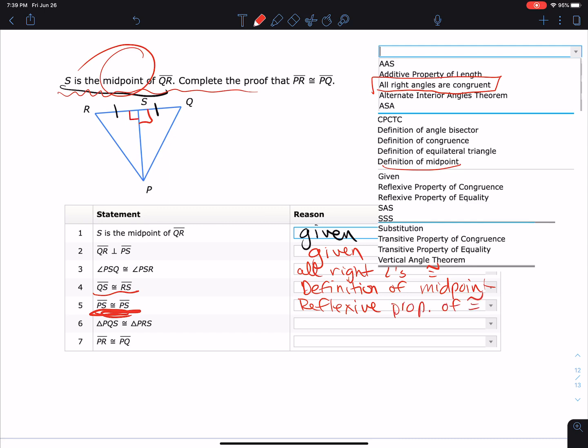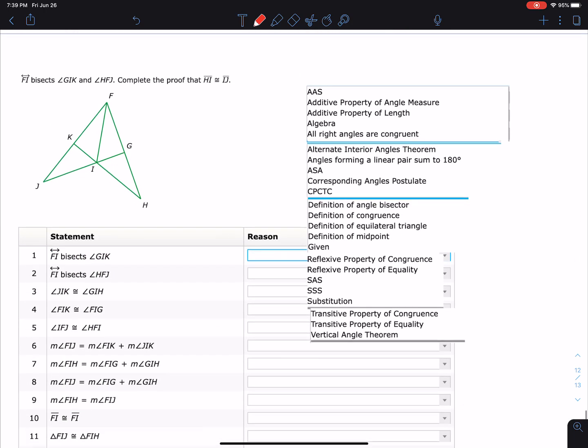Okay, so that's obvious. So then how do I know these triangles are congruent? Well, they're going side, angle, side. So that's a SAS. If triangles are congruent, so are their parts. CPCTC. Okay, so there's one more.